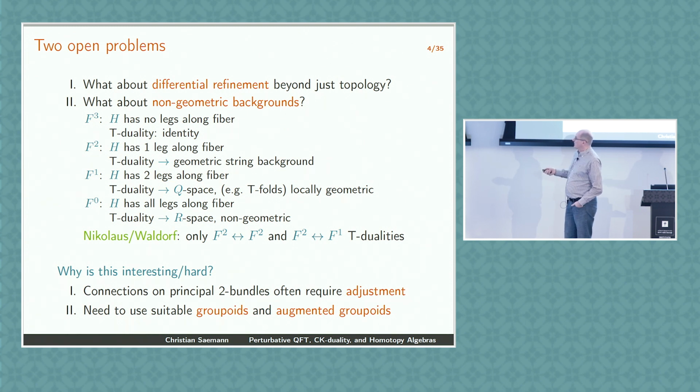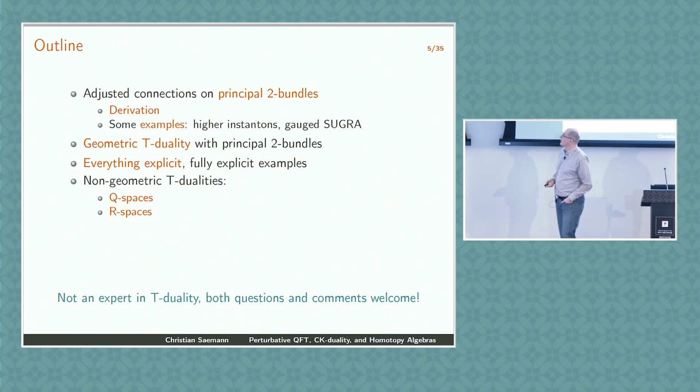And these are interesting to study. Essentially, my motivation for doing this is to get more examples of principal 2-bundles with adjustments that are useful in the literature, because this is still a little bit unclear where it comes from.